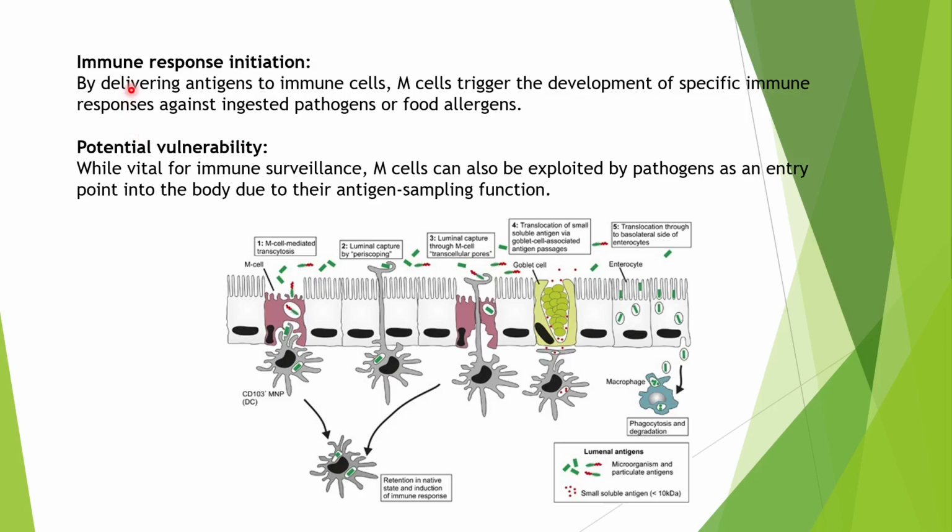So, basically, they are initiating an immune response to the foreign substances by making these antigens and foreign particles available to your immune cells to recognize them and trigger a response. Potential vulnerabilities: while vital for immune surveillance, M cells can also be exploited by pathogens as an entry point into the body due to their antigen sampling function. So, as they are called gatekeepers, it is also an entry point.